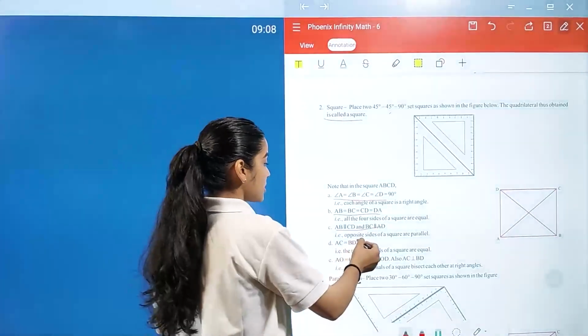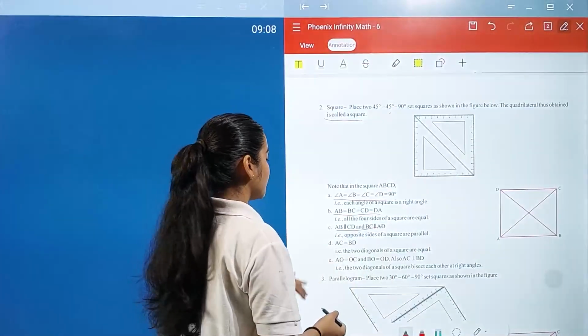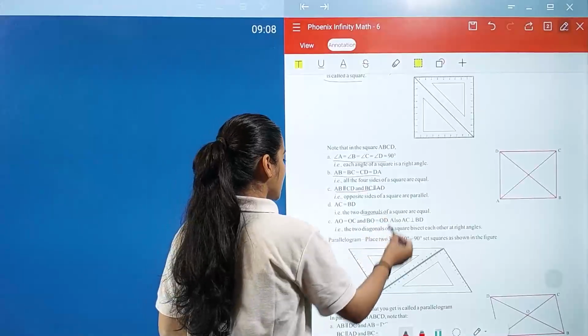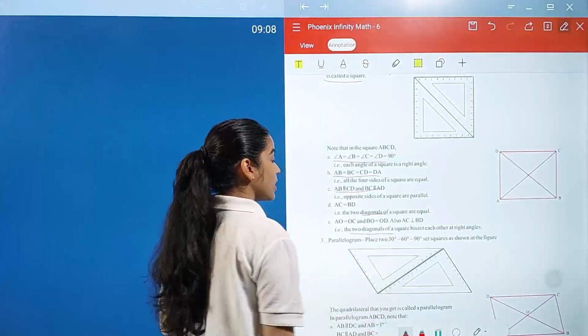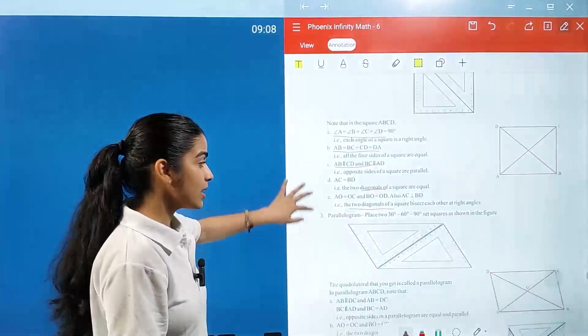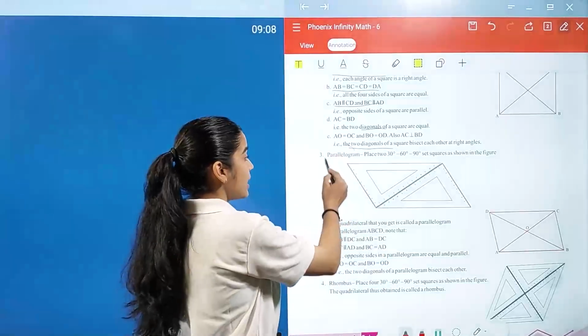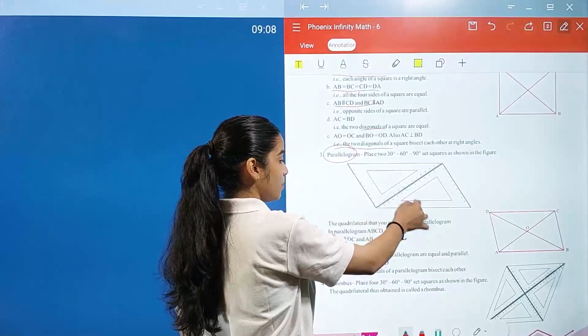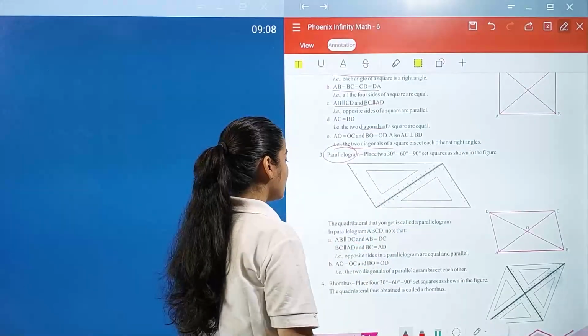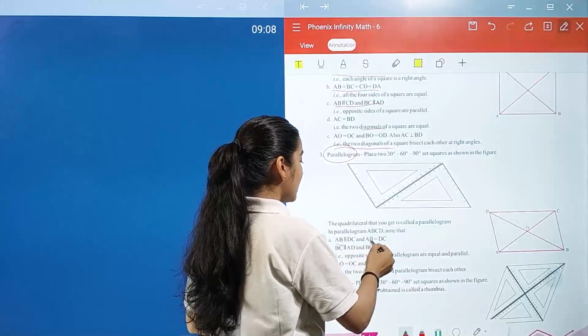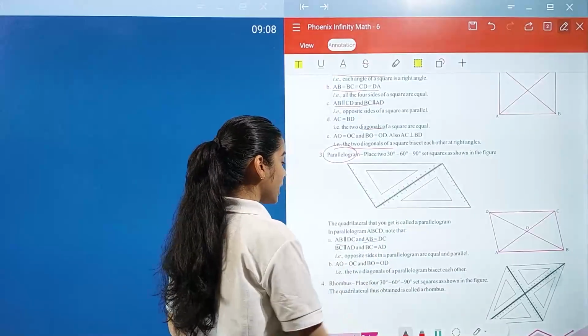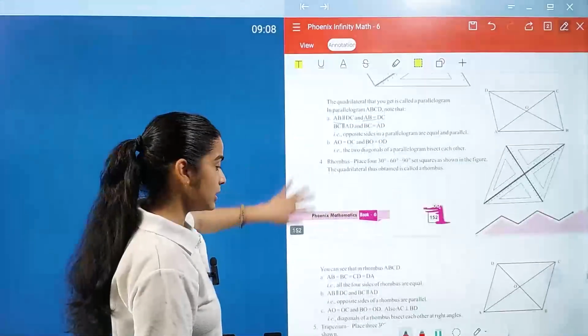So opposite sides of a square are parallel, the two diagonals of a square are equal, and the two diagonals of a square bisect each other by forming a right angle. Now we have parallelogram, so you have to place your squares like this, and in parallelogram opposite sides are parallel and equal to each other, and two diagonals of a parallelogram bisect each other.